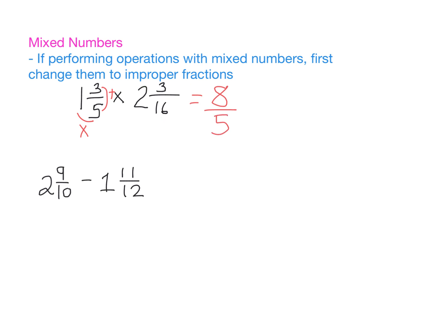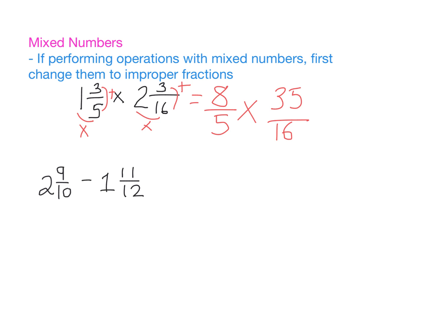2 and 3 over 16. I'm going to convert that to an improper fraction. I go 2 times 16 plus 3 is 35. And then I always keep the same denominator. So I'm going to multiply these two numbers together. 8 times 35. Okay, that's quite big without a calculator.